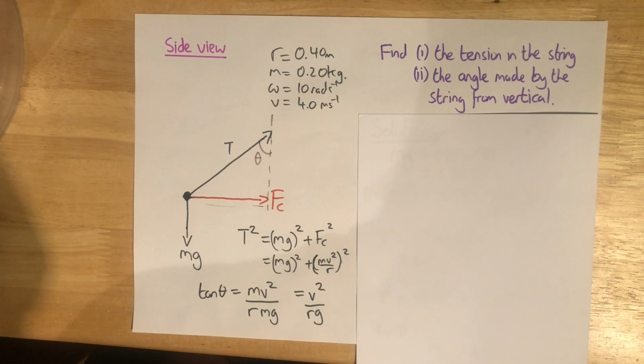So it says, find the tension in the string and the angle made by the string from the vertical. So basically you're going to use these two equations with the numbers we've already got and check them. Again, have a little go, pause the video and come back in a second and I'll show you the solutions.